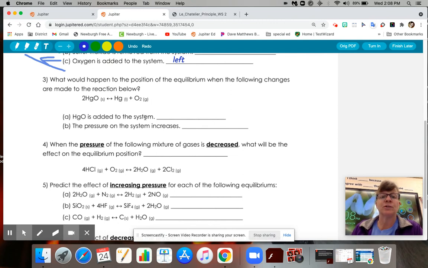HgO is added to the system. Here's HgO. We're adding that weight to that side. It's on the left. How's that going to look? Again, you should be using your pen or pencil. I'm adding weight to that side. That side's going to be pushed down. How do I go back to being flat? I have to shift to the right. I have to push that side down.